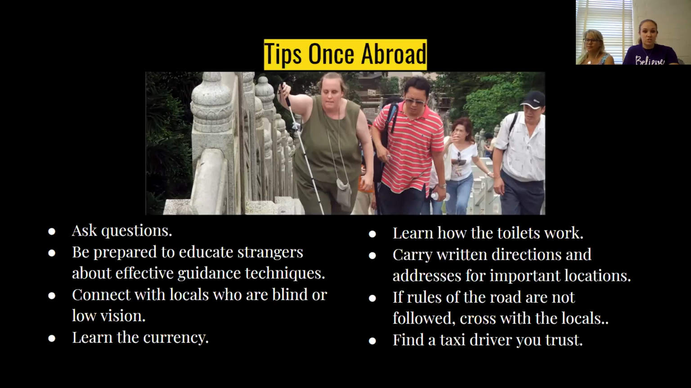Prepare to educate strangers about how to help you, because people may not have helped someone who's vision impaired, especially if you have a taxi driver or something. They may try and grab your arm and help you in the cab, whereas you just need them to grab your bag, or you just need them to give you a verbal direction of what's going on. So you'll just need to be a strong advocate when you're traveling to these places and know what's best for you. Connect with locals who are blind or low vision, and this is an opportunity to discover commonalities and differences.